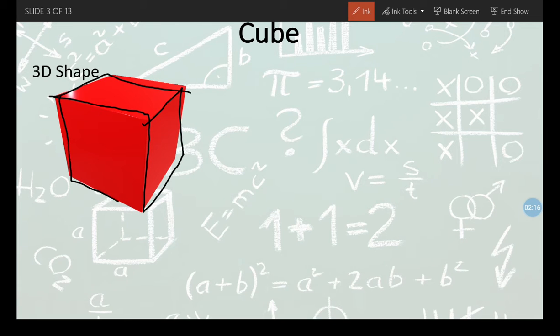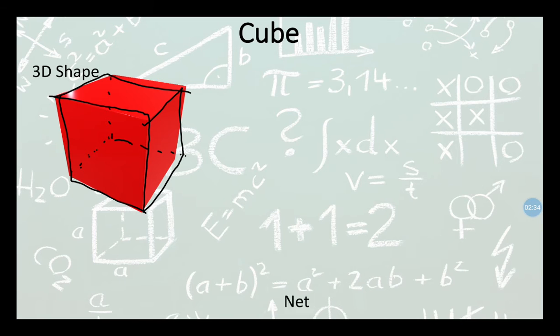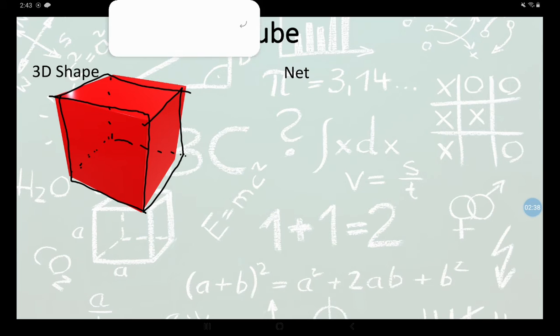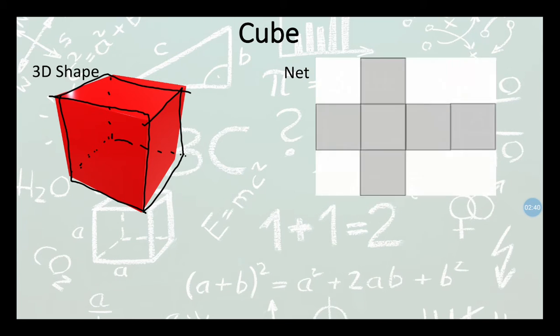We can see these sides, but remember there are also sides back there that we can't see because it's in three dimensions. That would be like looking at a Rubik's cube. Now, if I take that and I unfold it, we would be looking at a net. So the geometric net of a cube would look something like this.